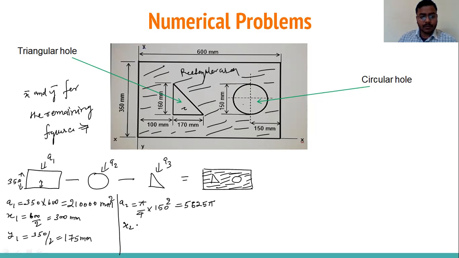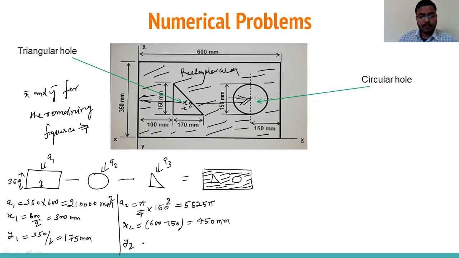Now come to the x2. See, the y-axis is here, so x2 will be the distance from here to this centroid. The centroid is at a distance of 150 from the right side. The total distance is 600 mm, so it will come 600 minus 150, that is 450 mm.